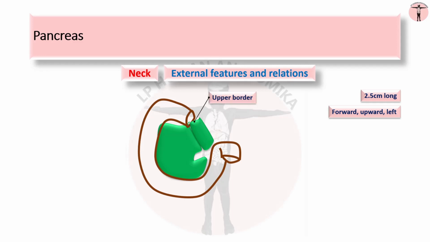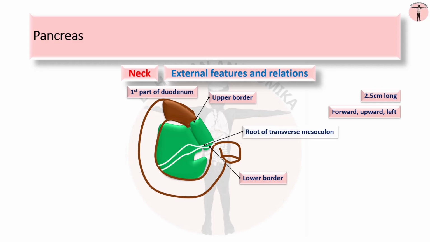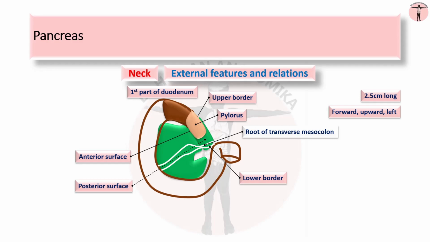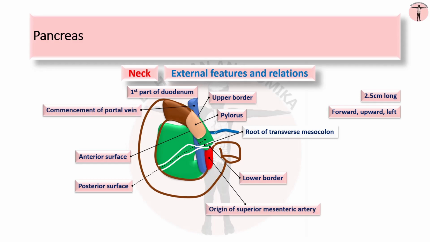The upper border is related to the first part of the duodenum. Lower border is related to root of the transverse mesocolon. Anterior surface is related to pylorus. Posterior surface is related to commencement of the portal vein and origin of the superior mesenteric artery.